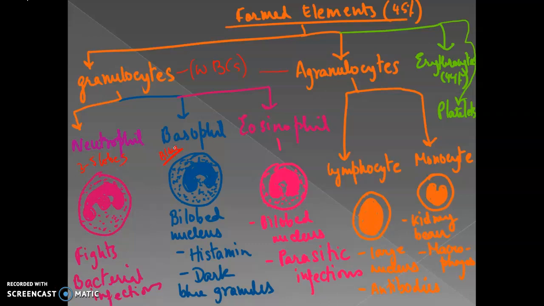The third one is eosinophil. Eosinophil, like basophil, also has a bilobed nucleus. However, it has red or pink or purplish granules in the cytoplasm. Eosinophil fights parasitic infections and it kills parasites in blood. That's all you need to know about neutrophil, basophil, and eosinophil.